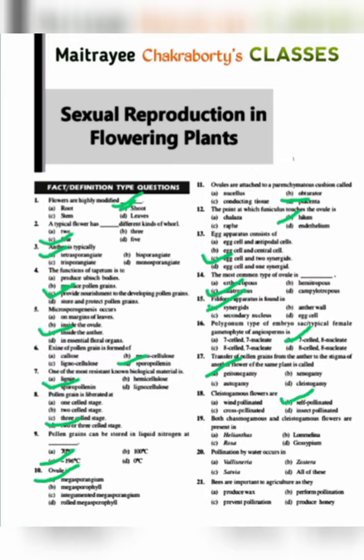19. Both chasmogamous and cleistogamous flowers present in A. Helianthus, B. Commelina, C. Rosa, and D. Gossypium.